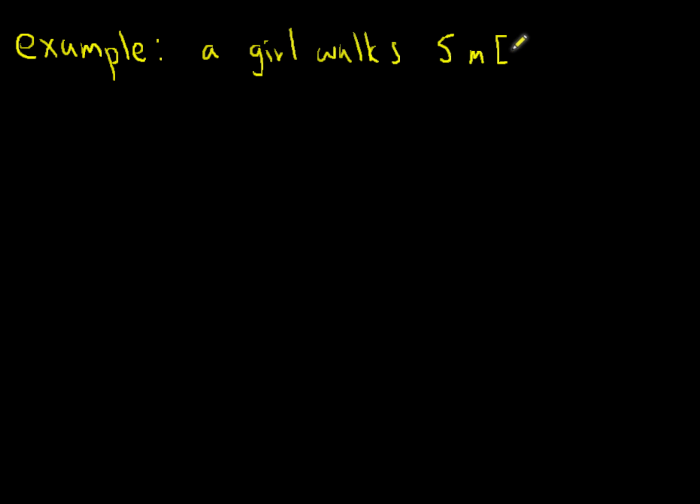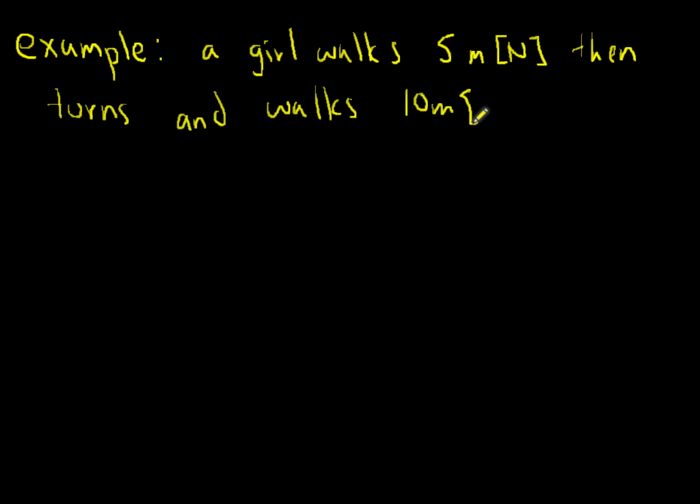Here's an example with numbers. A girl who seems to be pacing walks 5 meters north, then turns and walks 10 meters east. Then she walks 5 meters south.